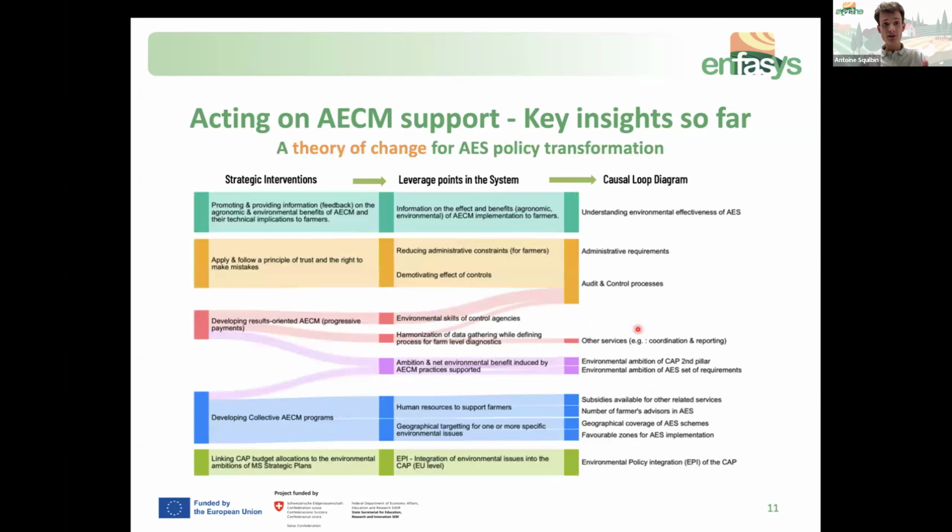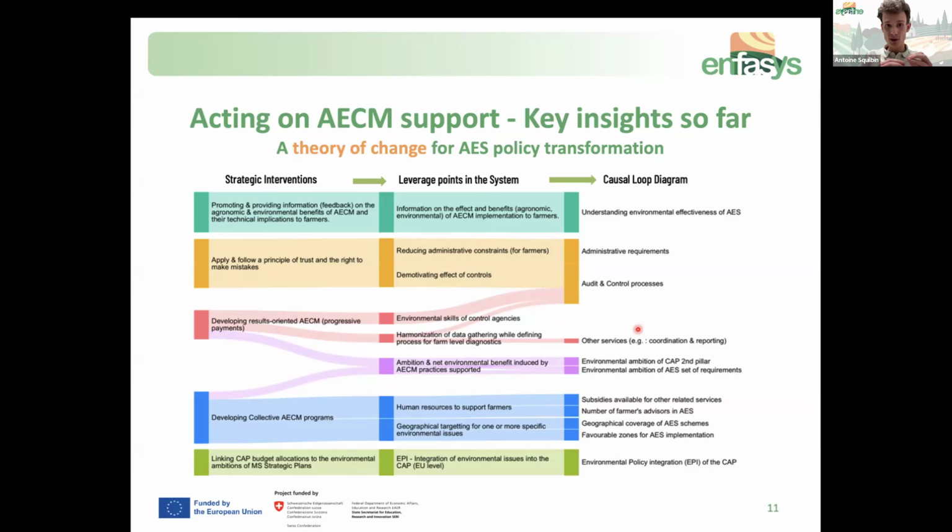And this is the integrated form of illustration of the theory of change, coming from, on the right, the causal loop diagram, and then what kind of leverage point we found, and which kind of strategic intervention can address those leverage points in the systems. And so you can see, for instance, the main line is promoting and providing information feedback on the agronomic benefits of ACM that can be attached upon the information that is needed for ACM implementation and to the understanding of the environmental effectiveness of those schemes.